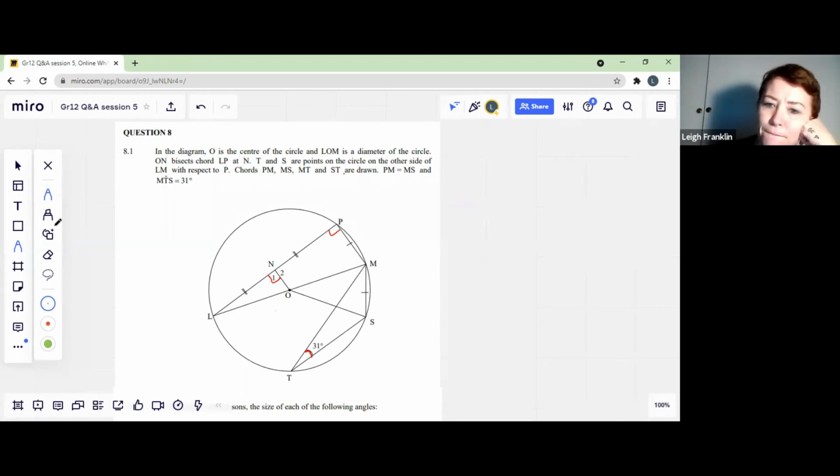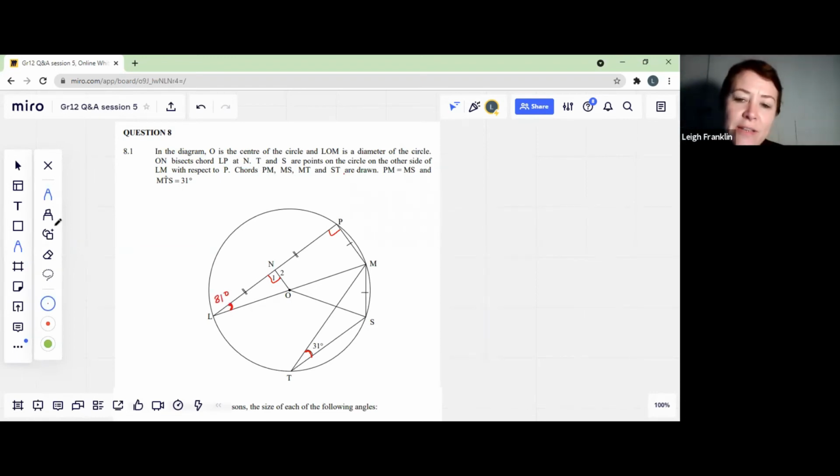Angle M, ma'am. Not angle M? PLM, ma'am. PLM, well done. Yes, I'm sorry. I beg your pardon. You're quite right. So PLM, this angle over here, that's also going to be equal to 31. What's the reason for that? Angle subtended by equal sides, I think. You're on the right track. It's equal chords subtend equal angles.